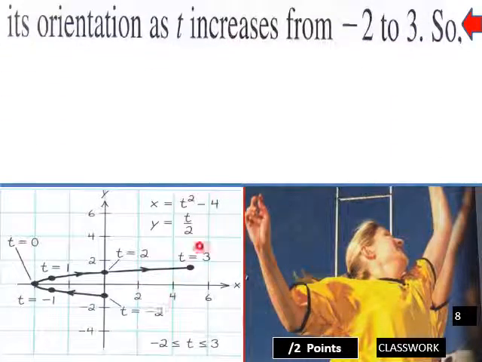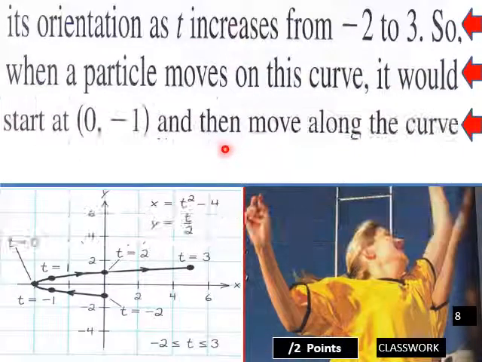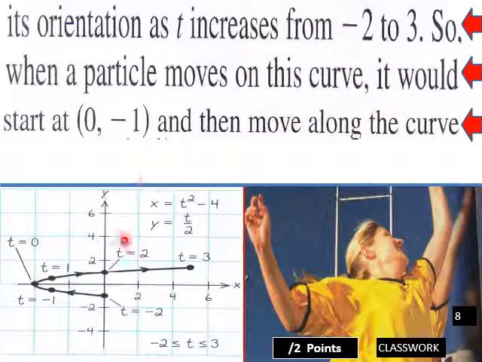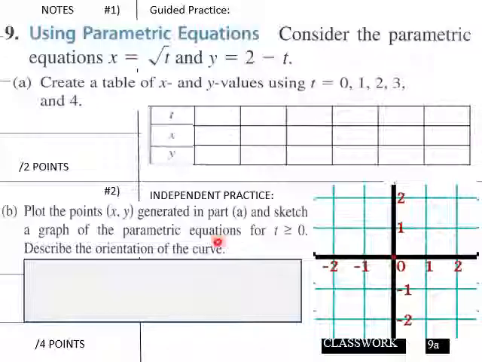So here's our curve again, and its orientation as t increases from -2 to 3. We start here at t equals -2, and we end up over here at 3. So when a particle moves on this curve, it would start at 0, -1, and then move along the curve to the point 5, 3/2, which is here. Is that right? 5, 3/2? Yeah, so that'd be 5, 3/2, that'd be there.